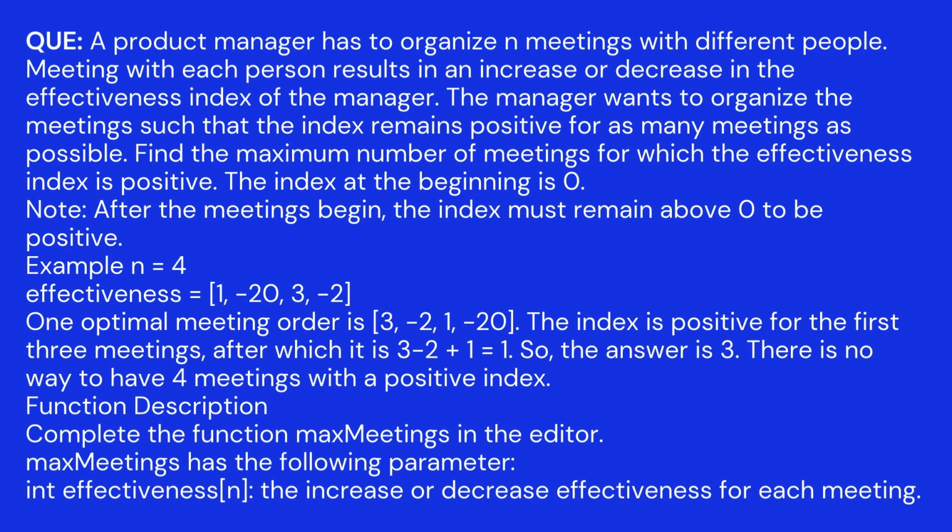Function description: complete the function maxMeetings in the editor. maxMeetings has the following parameter: int effectiveness[n], the increase or decrease in effectiveness for each meeting.